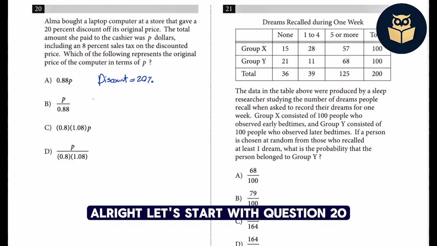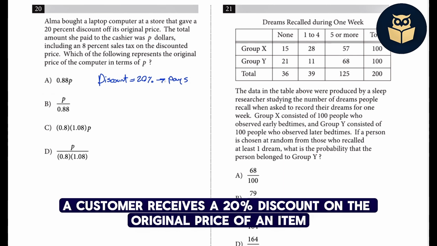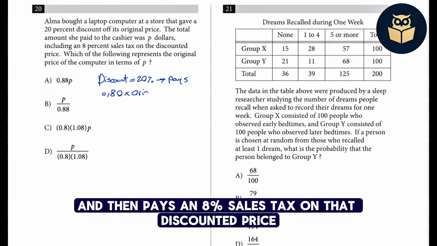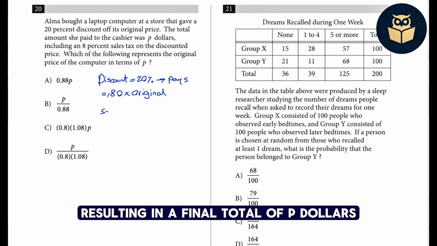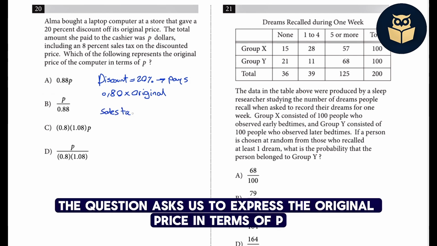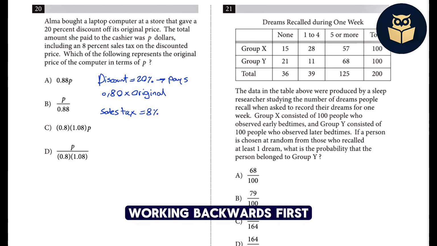Alright, let's start with question 20. Here we have a store discount and tax scenario. A customer receives a 20% discount on the original price of an item, and then pays an 8% sales tax on that discounted price, resulting in a final total of P dollars. The question asks us to express the original price in terms of P. Let us break this down step by step, working backwards.